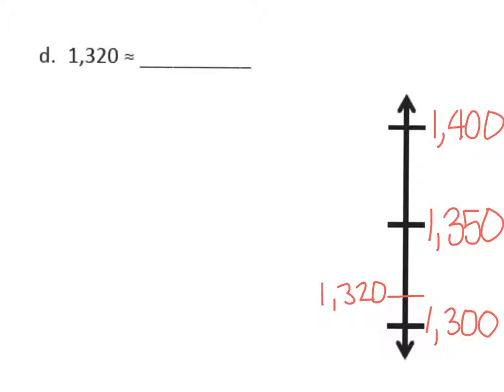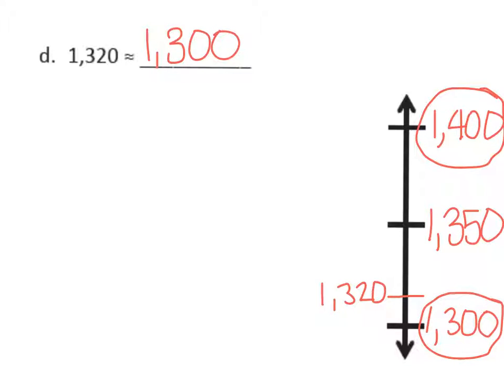So is 1,320 closer to 1,300 or is it closer to 1,400? Go ahead and solve this one on your own. Pause the video while you work and replay when you're ready. So 1,320 is close to 1,300. Now let's look at this using the Shenango Bridge way.